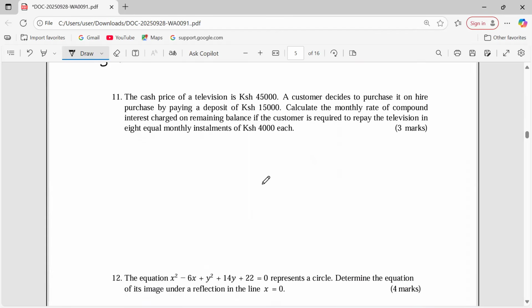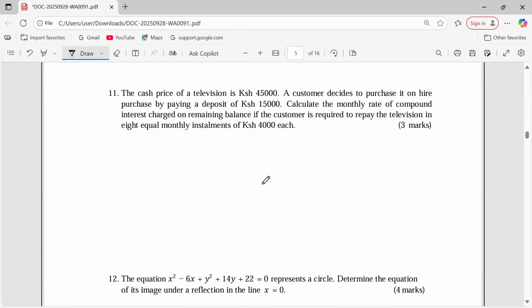In a deal like this one, we usually say that compound interest is charged on the balance after the deposit has been made. So when the deposit was made, there is a balance that remained. That is what shall earn interest. So we look at the balance, which is our principal: 45,000 minus 15,000 gives us 30,000. And this is our principal, because this is the amount to earn interest.